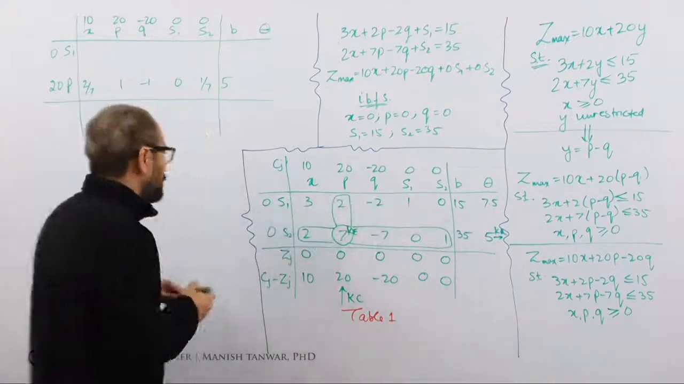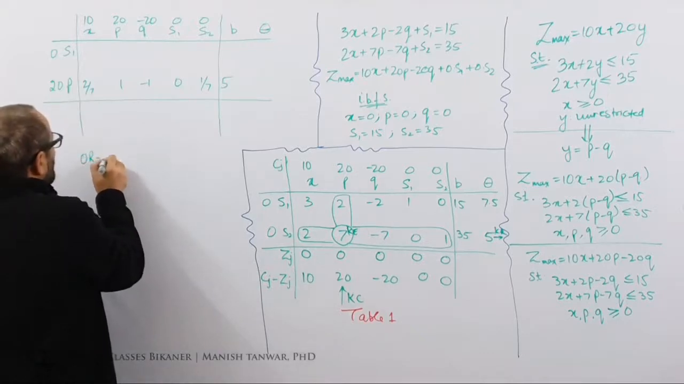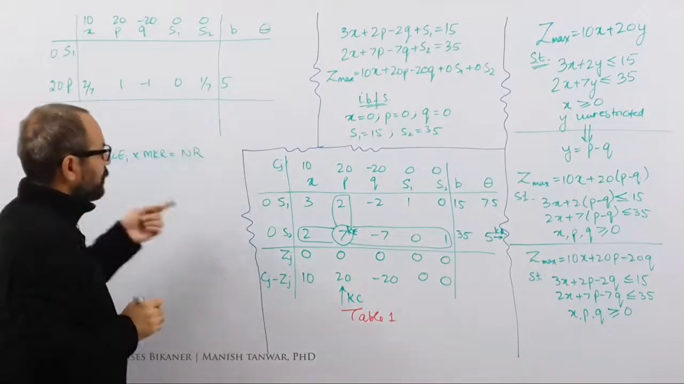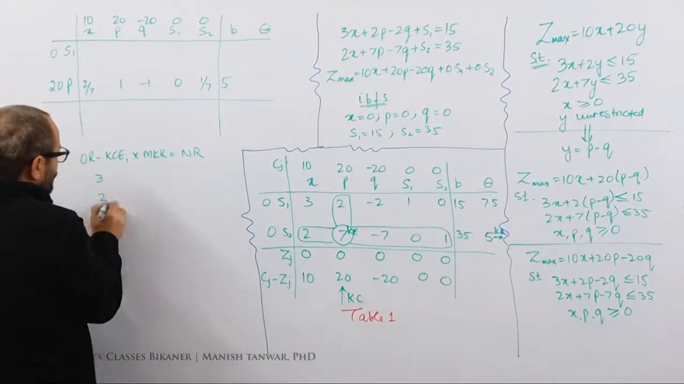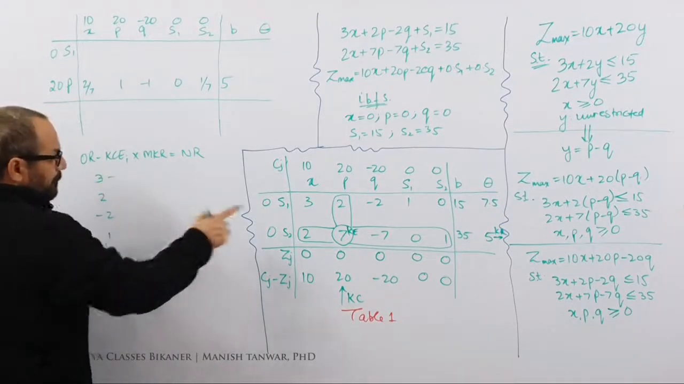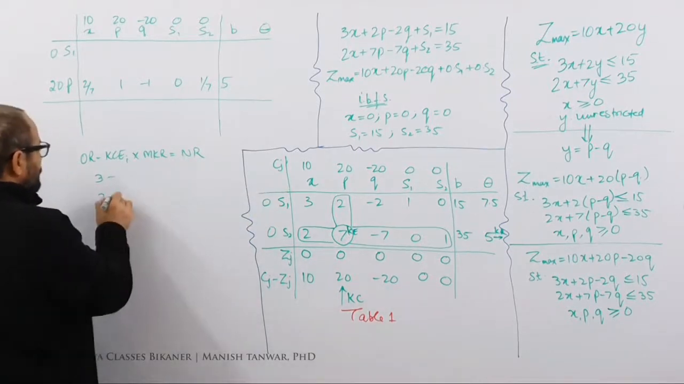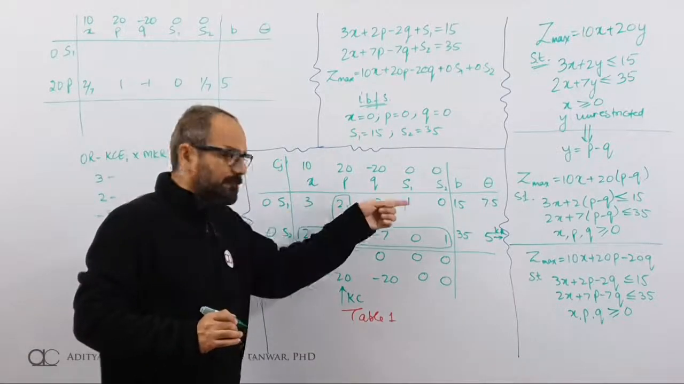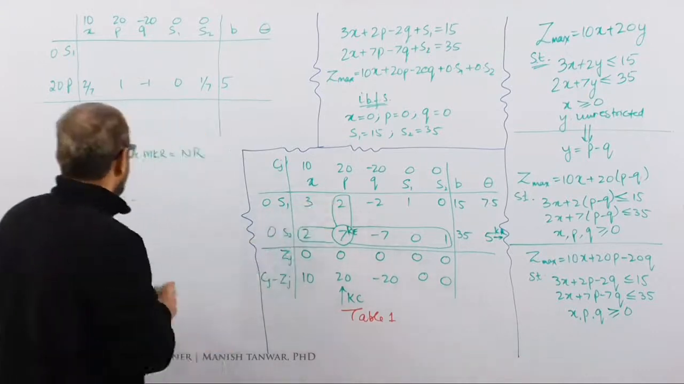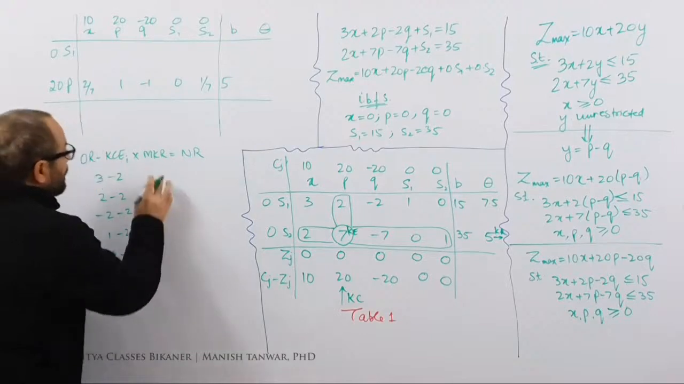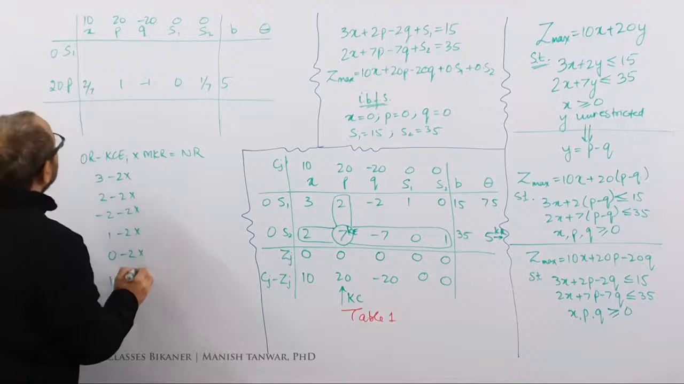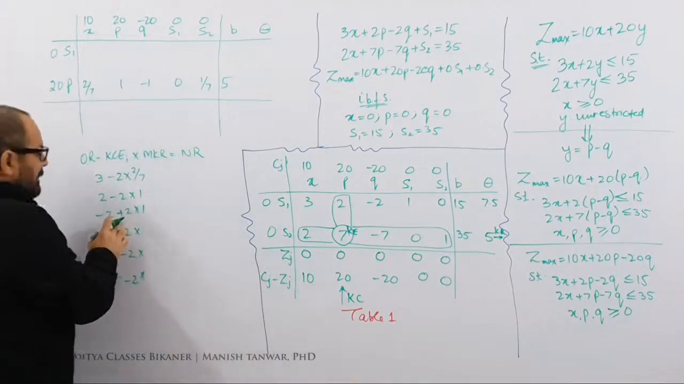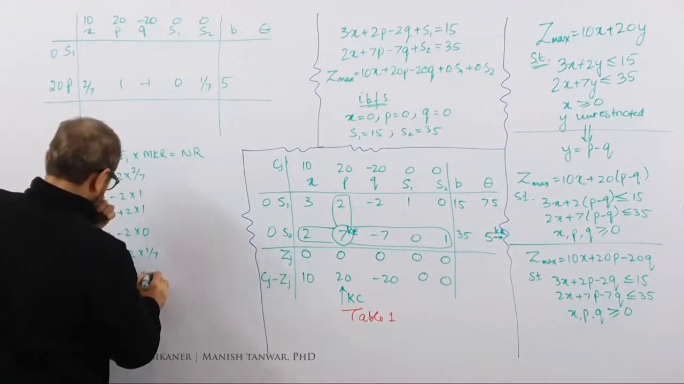Then for this first row, we'll make use of our formula which says old row minus key column element multiplied by modified key row is equal to new row. This is my old row: 3, 2, minus 2, 1, 0 and 15. Minus the key column element. Because we are talking of the first row, the key column first element, which is 2, multiplied by the modified key row, which is coming from here: 2 by 7, 1, minus 1, 0, 1 by 7 and 5.